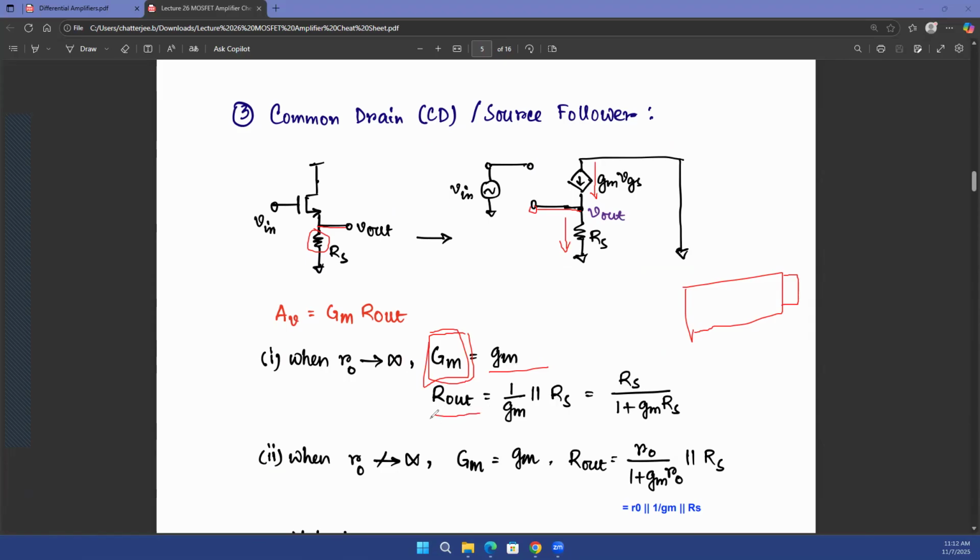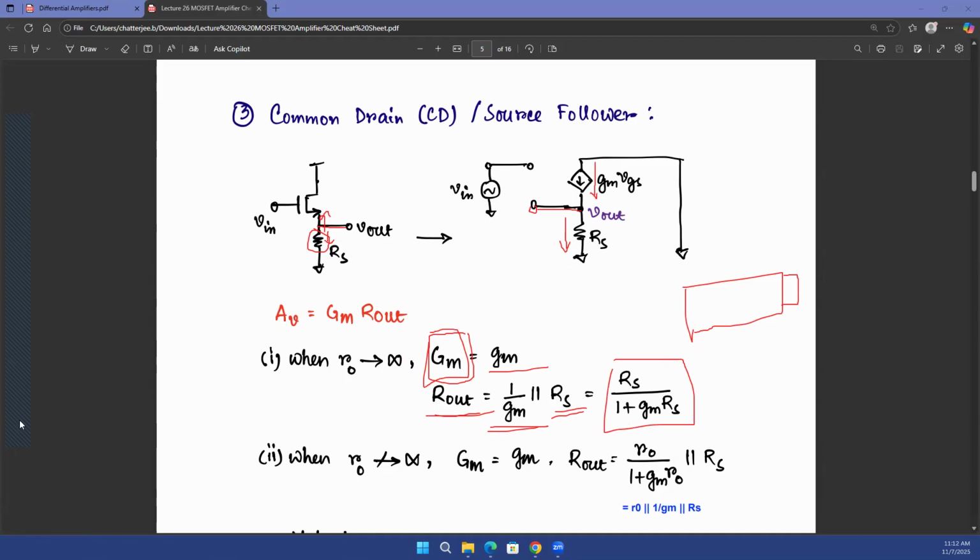However, your R out is going to be the resistance that you see looking into the source of the transistor in parallel with the resistance that you see looking down at the source of the transistor, which is RS. So you see 1 upon GM in parallel with RS, and that you can expand as RS divided by 1 plus GM RS. So what would be GM times R out? It would be GM RS divided by 1 plus GM RS.